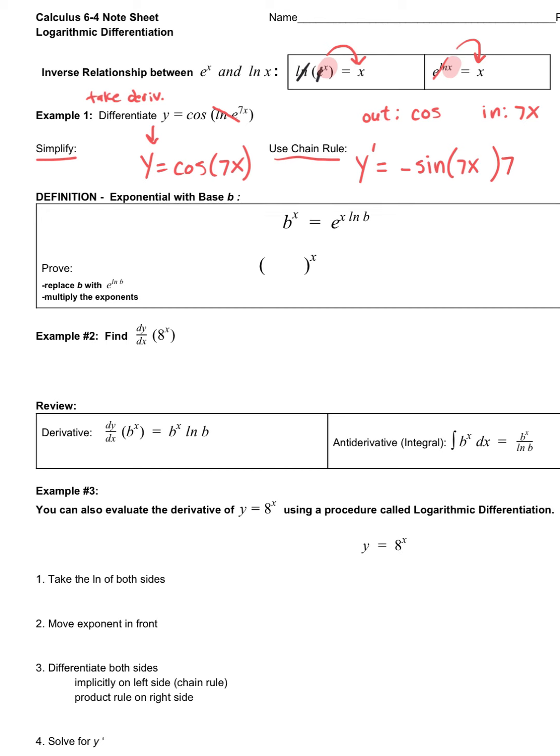So then when we simplify this, we always want to put that coefficient in the front. So we get negative 7 sine of 7x. So as you can see, just by simplifying that, it was a much easier derivative to take.